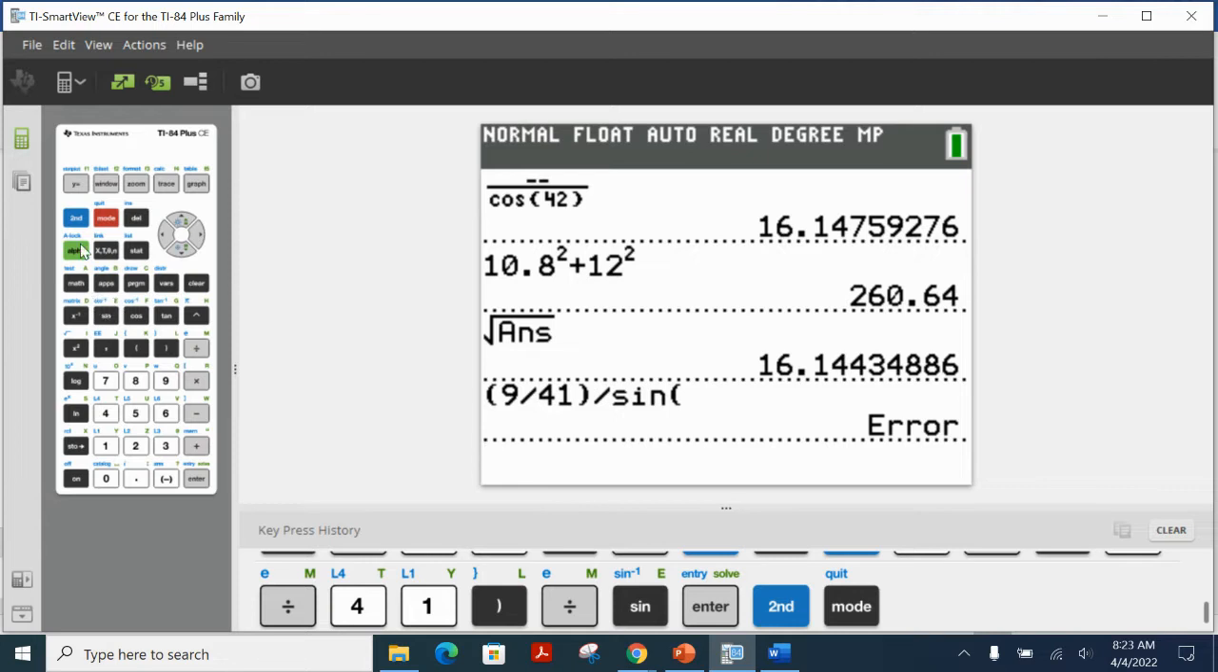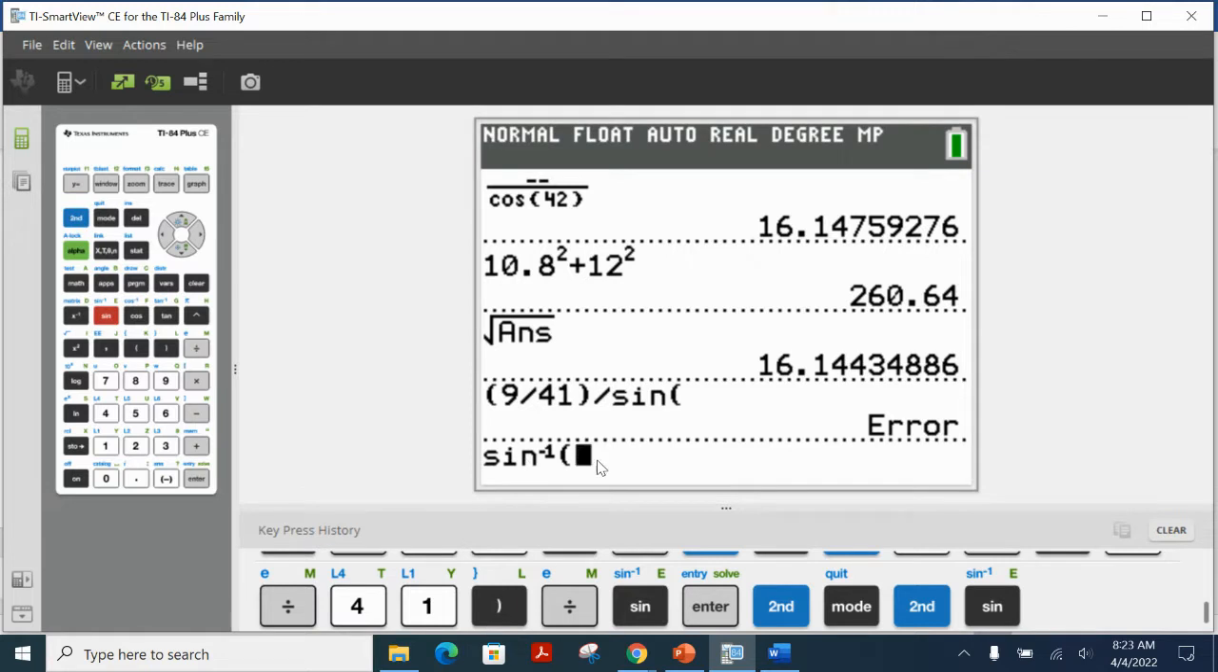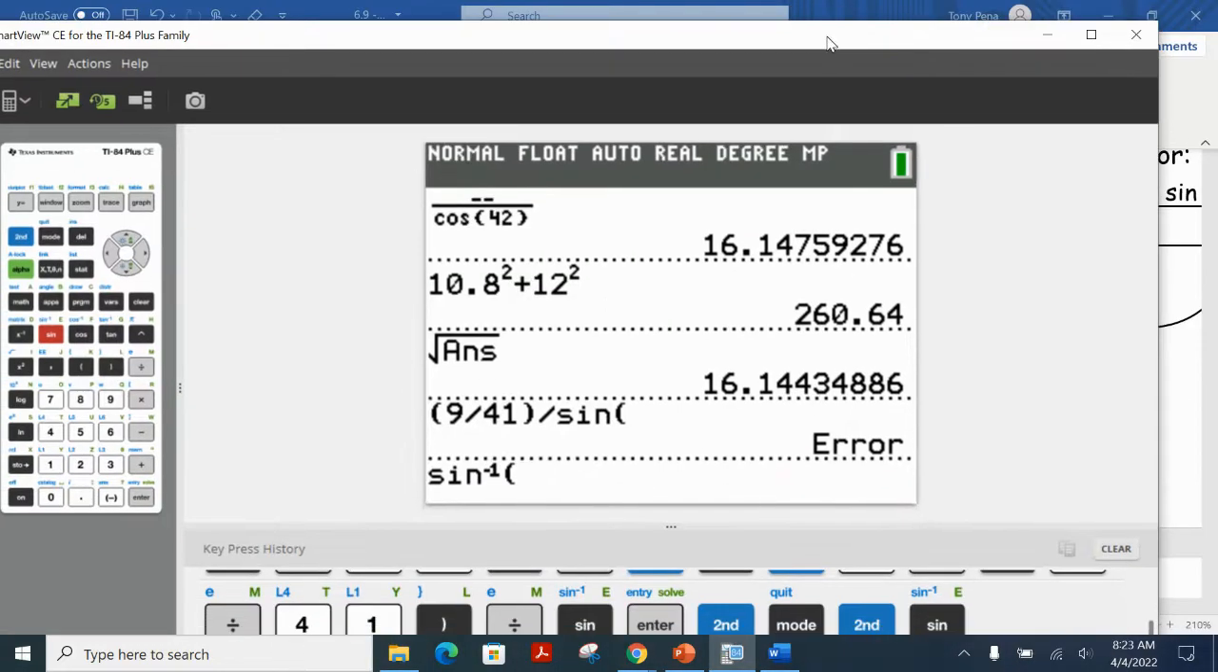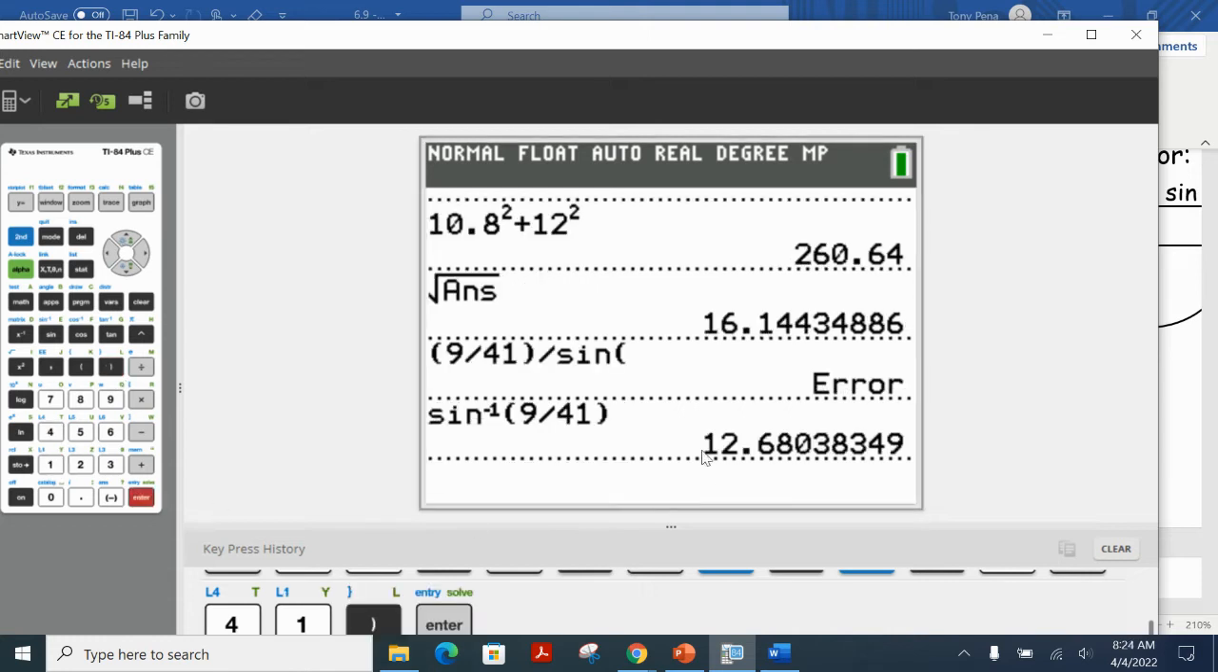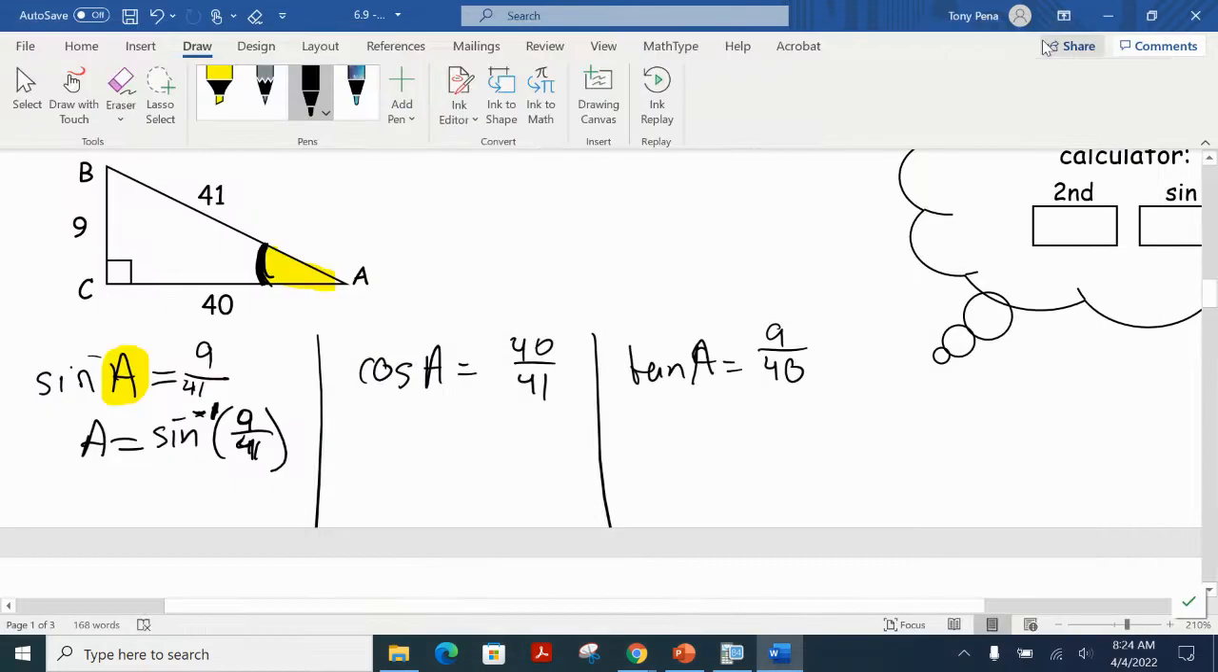In order to access that, you have to hit this blue second key, because it's the second function for that calculator. Then hit sine. Notice how it gives me this little sine to the negative 1. Now you plug in 9 divided by 41. Hit enter. That should be your angle, 12.68. All right, are we all getting that? Write that down for angle A.